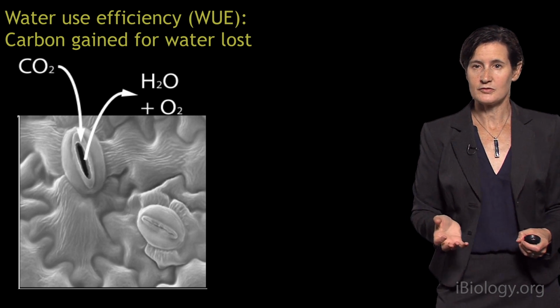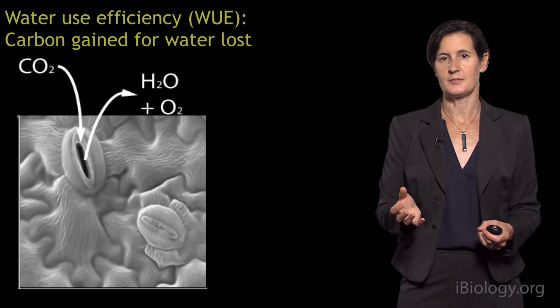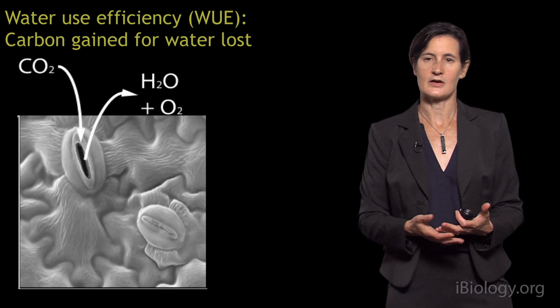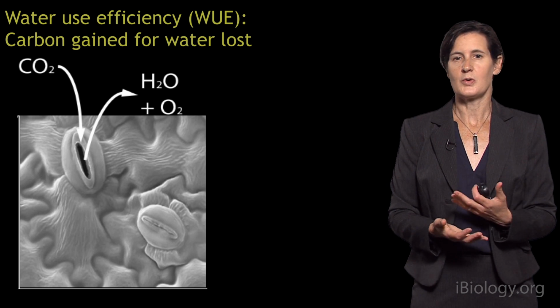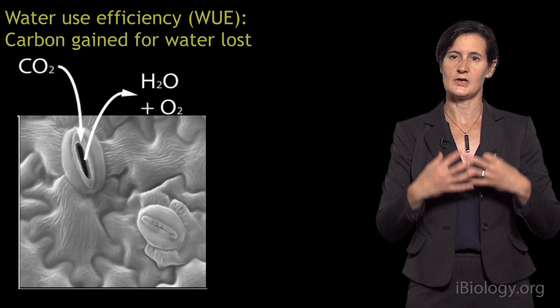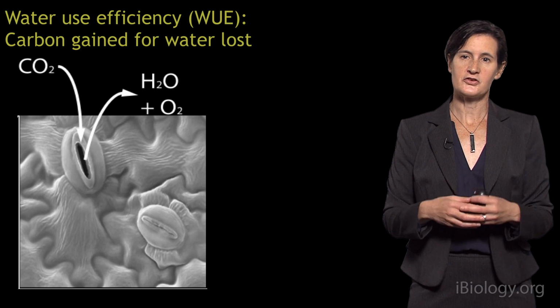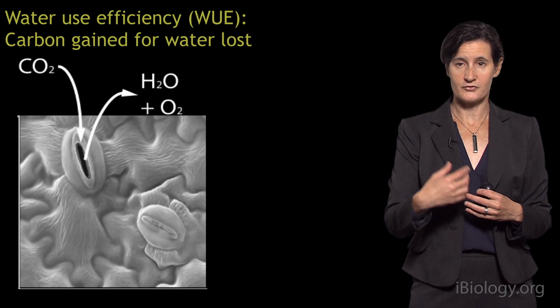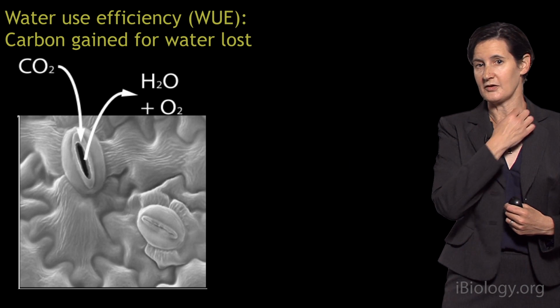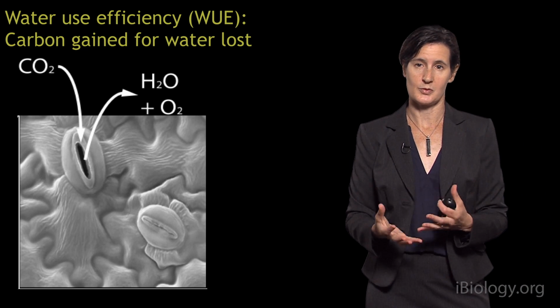All right, so the thing that we really want to know is something called water use efficiency, and this is a key feature for plants. So water use efficiency is essentially how much carbon you get in for food, at the cost of how much water. So the plant would prefer to get as much carbon as possible without losing water. And so that balance of water use efficiency is what we want to maximize.